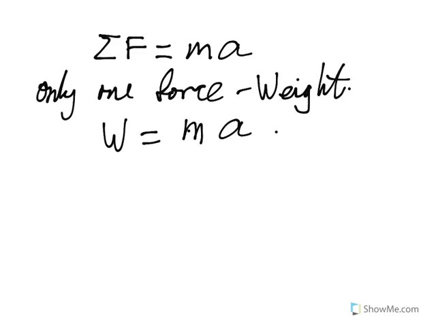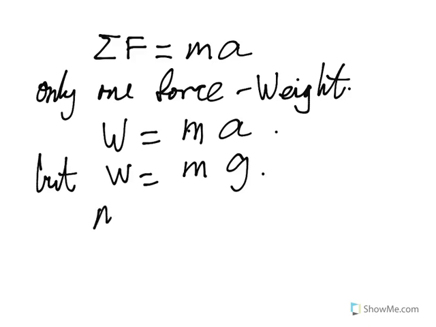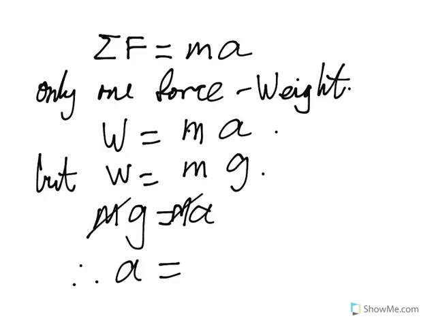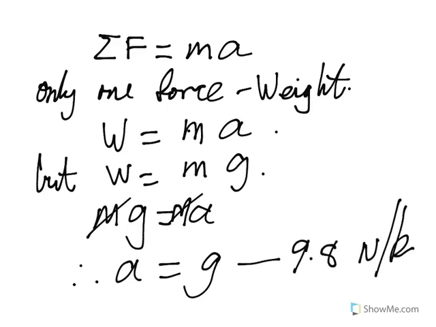Now, the weight force on something, and these are the missing bits in your notes, weight equals mg. So that means that mg is equal to ma. The m's cancel, so therefore the acceleration is g, acceleration due to gravity. And that we know is 9.8 Newton per kilogram, gravitational field strength.